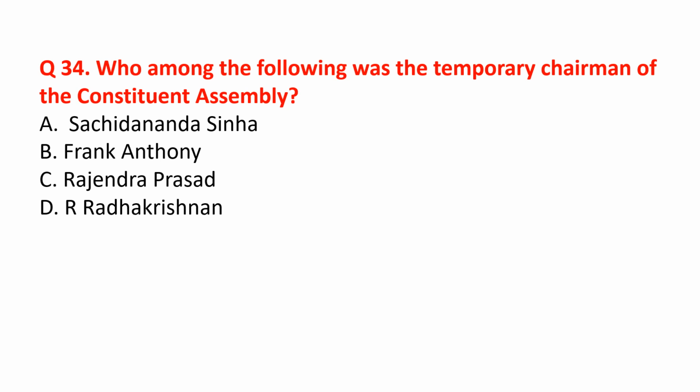Who among the following was the temporary chairman of the Constituent Assembly? Sachidananda Sinha. Option A. Later, Dr. Rajendra Prasad became the permanent chairman of the Constituent Assembly.